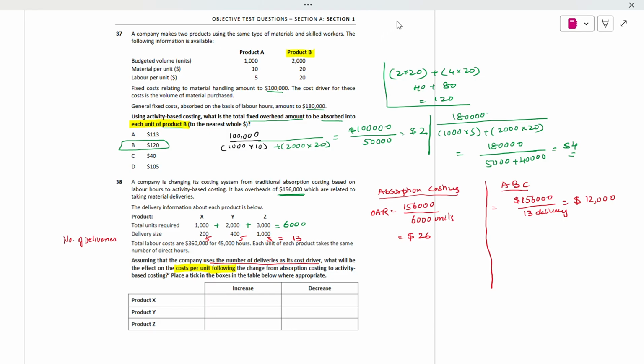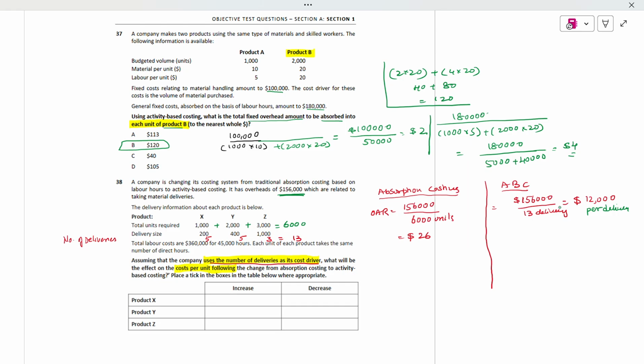They are talking about using the number of deliveries as a cost driver. Yes. Now, how much is there? ABC. Now, how much is the cost per unit? Keep it in mind. Total units are how much? 1,000. If you are taking it per delivery. Per delivery is how much?